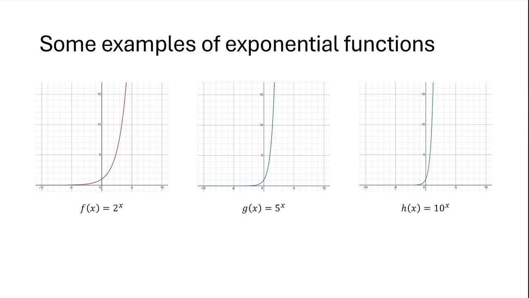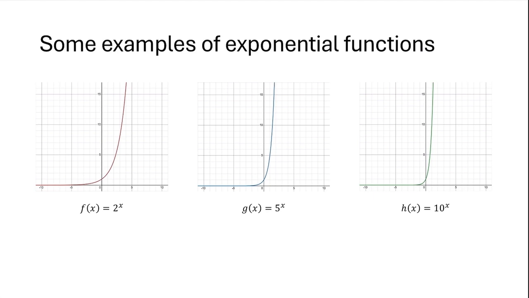Notice that with each of these, as x increases, y increases without bound, and that as x decreases, y gets very close to the x-axis but never touches it. Thus, exponential functions have horizontal asymptotes, but no vertical asymptotes.